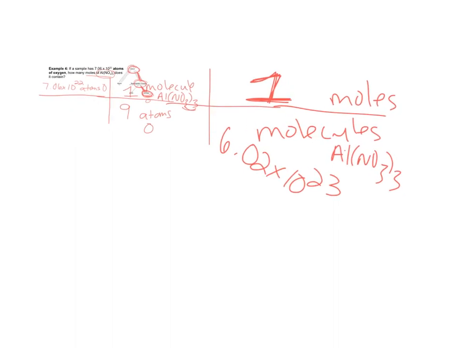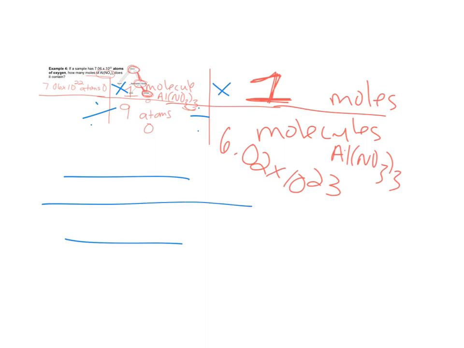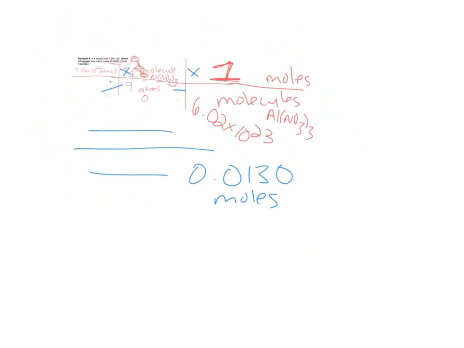So then I'd multiply the top, 7.06 times 10 to the 22nd times 1, divide by 9, divide by 6.02 E23. That's my personal way. Otherwise, multiply the top, multiply the bottom, and then divide the 2. And you should get an answer of 0.0130 moles. And let's be clear, we have moles of aluminum nitrate.